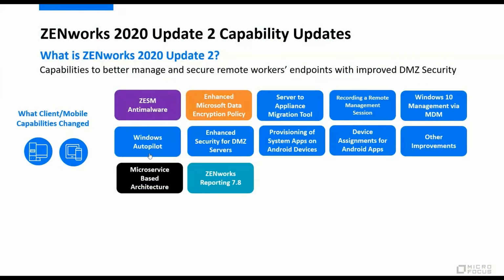So let's take a quick look at the set of capability updates in ZENworks 2020 Update 2. As you can see from the squares on the screen, there are many features which we have brought in as part of ZENworks 2020 Update 2. In the interest of time, we'll try to go through most of them, but not all of them, so you can get a feel of what things are there as part of the Update 2 release. To start out, let's start with the microservices-based architecture and what it means.